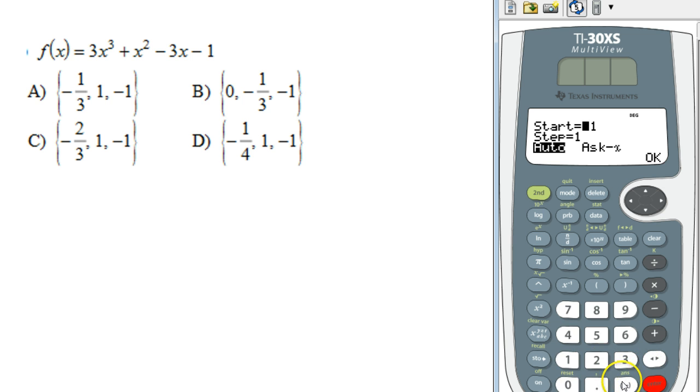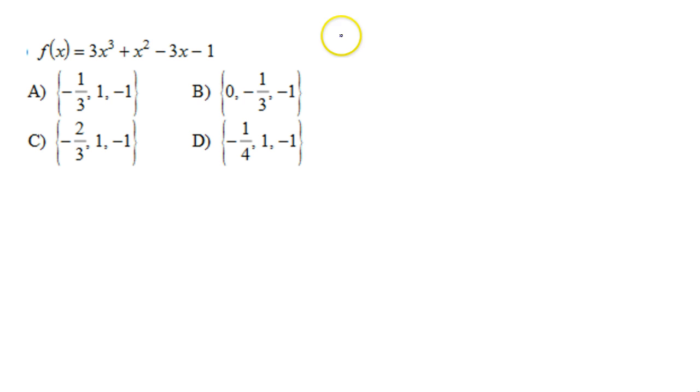I always like to start off at negative 10. It rarely goes past negative 10. I'm going to scroll down looking for 0 in the y column. Okay, there it is. Negative 1 is a 0 of this polynomial. So when I see that negative 1 is a 0, I can factor by using synthetic division.